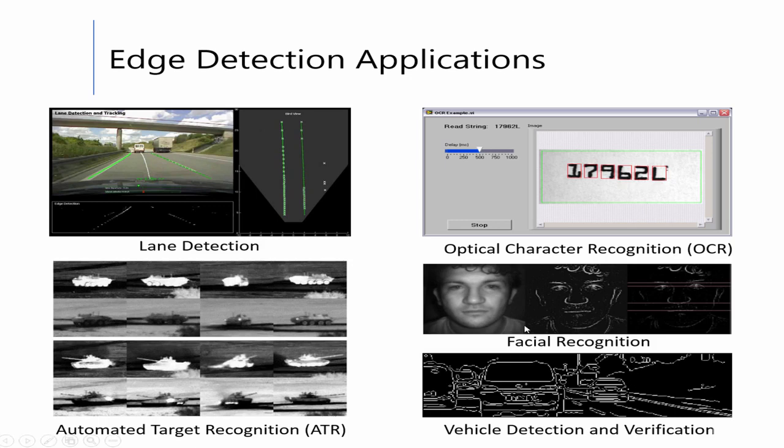And then there's also vehicle detection and verification. Using edge detection, once again, you can see it's quite noisy, but once we've detected this region of interest, we can use it to verify if this object is a car or not. We do that by using symmetry.